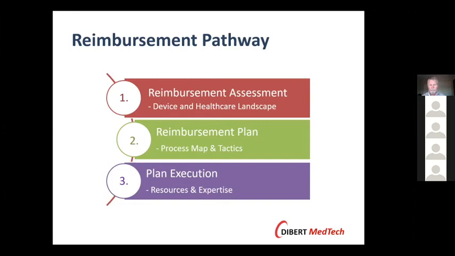So there are three components that I've developed for a reimbursement pathway. It's the assessment, it's the plan, and it's the plan execution.